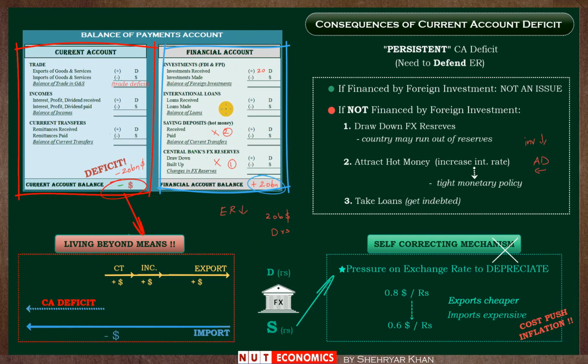So that is where things can get really bad if you have persistent current account deficits and you don't do anything to solve the root problem, the root cause, the trade deficit. And instead, if you keep on trying to balance things off within this financial account, then if you are lucky and you have foreign investment inflows, then good for you. Otherwise, you will take this route from running out of FX reserves to running out of the options of attracting hot monies to ending up in the laps of these international donors.